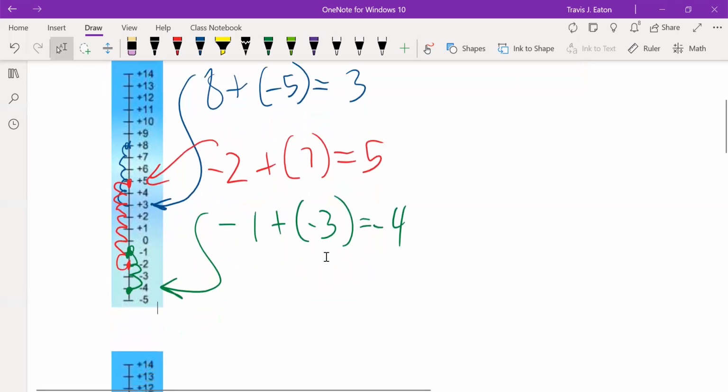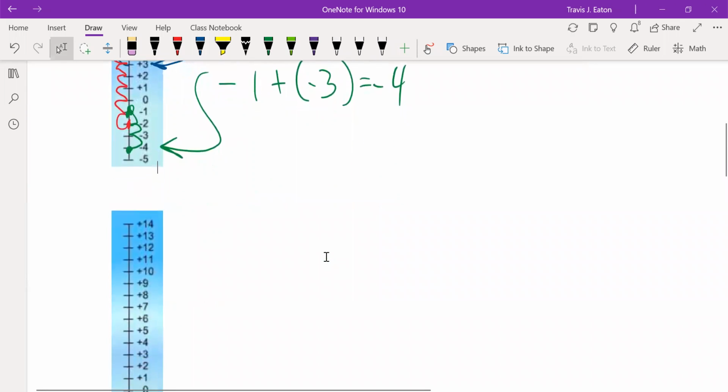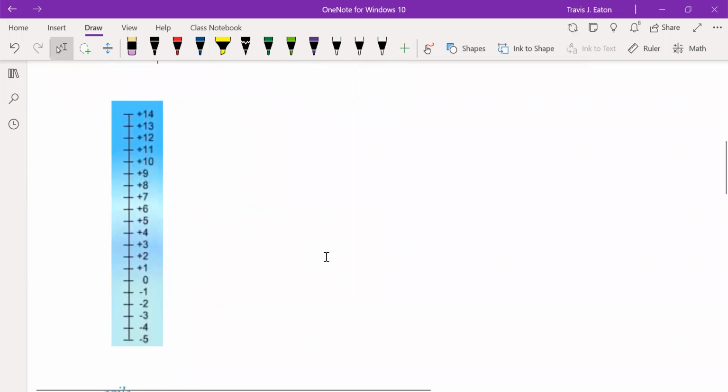Yep, beautiful work. Well, let's look at this next number line. Let's do some subtraction questions. How about that? All right, let's see. How about 10 minus negative 3?